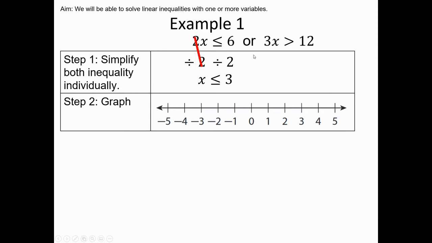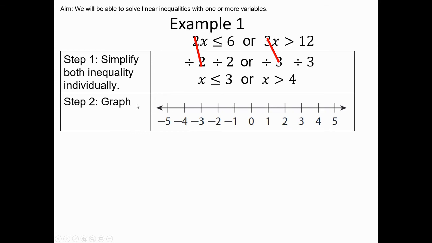Now, we have the other side of the OR, which is 3x is greater than 12. Instead of dividing by 2, like I did on the left side, because it's a separate inequality, I need to get rid of this 3, so I could just divide by 3, because that'll cancel it out right there. And that gives us x is greater than, well, 12 divided by 3 is 4.